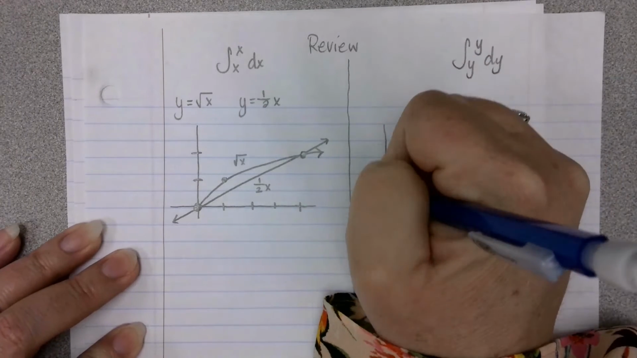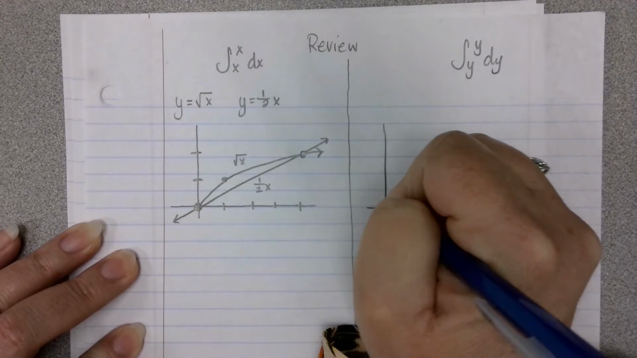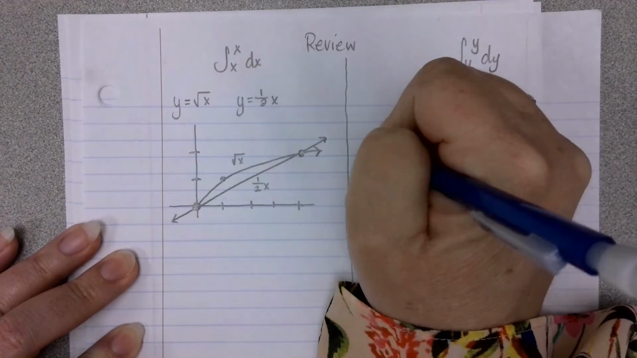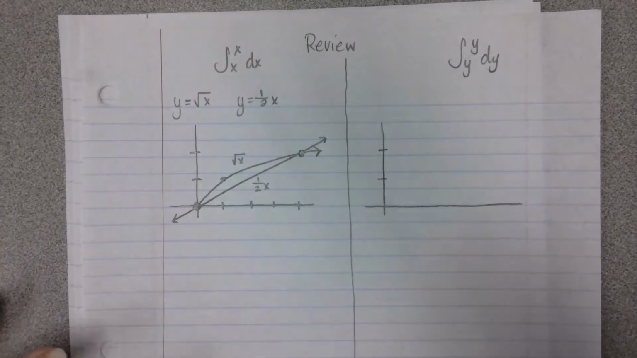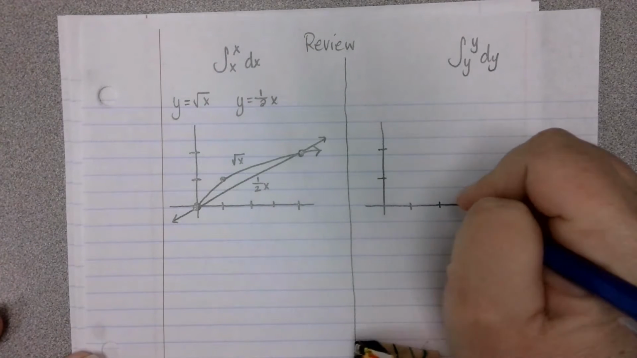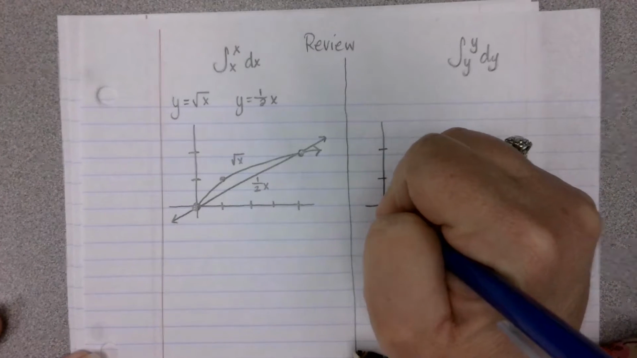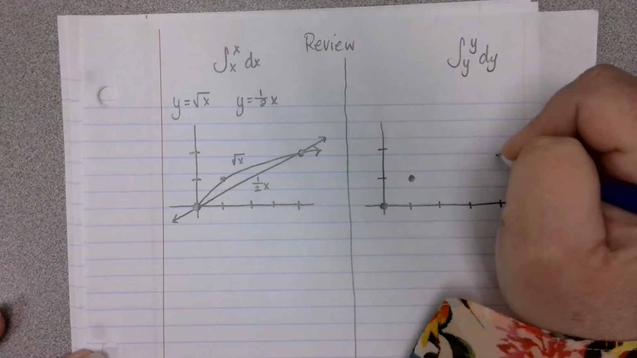Now, if we were looking over here at our y, it's going to be the exact same graph. The graph isn't going to change at all. But how we name the equations, or how we write the equation, that's going to change. So 0, 0, 1, 1, 4, 2.